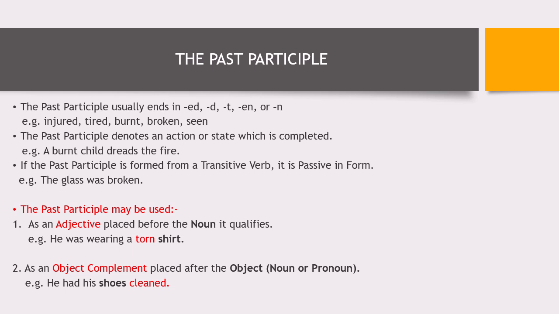The past participle may be used: 1. As an adjective, placed before the noun it qualifies. For example, he was wearing a torn shirt. The past participle, torn, qualifies the noun, shirt. 2. As an object complement, placed after the object, noun, or pronoun. For example, he had his shoes cleaned. The past participle, cleaned, is the complement of the object, shoes.